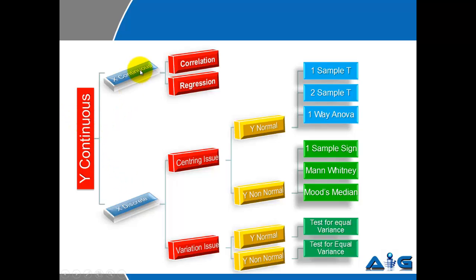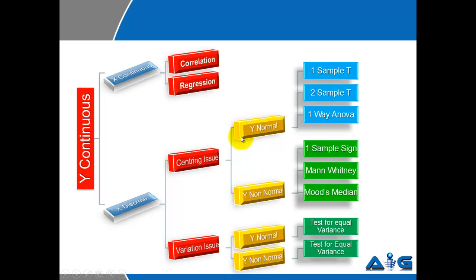So Y continuous, X continuous, options of two tests, correlation and regression. Y being continuous, X being discrete. First identify whether your concern is centering or whether you're concerned about variability. Should you be concerned about centering only, you would have to first statistically validate whether your Y is normally distributed or non-normal.